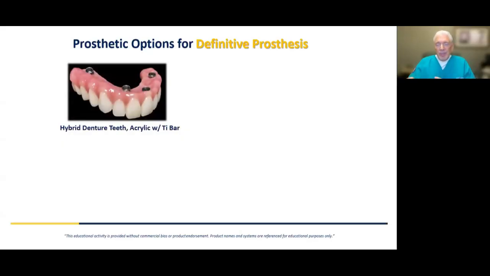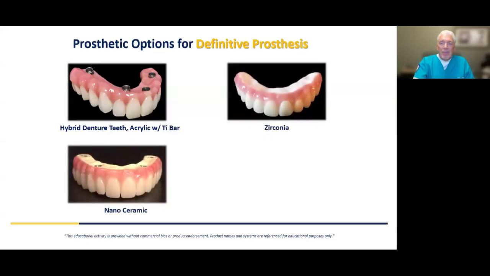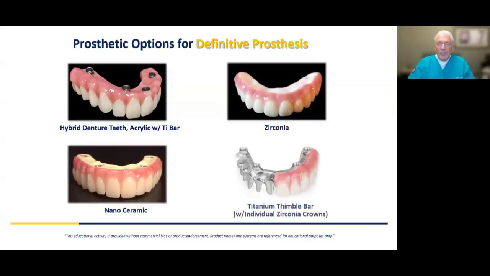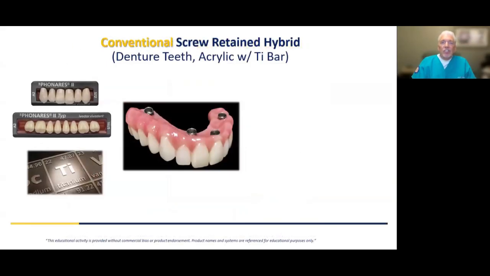So we're going to talk about four of the restorations that we're primarily seeing fabricated in the laboratory when we're doing this full arch All-on-X. It's going to be your hybrid denture teeth with acrylic and a titanium bar, zirconia, the nano ceramic, and then what we're referring to as a titanium thimble bar with individual zirconia crowns. I'm going to cover the advantages, disadvantages, drawbacks, etc. of each one. So let's start first with what I would refer to as your conventional screw-retained hybrid that we've been doing for years and years.